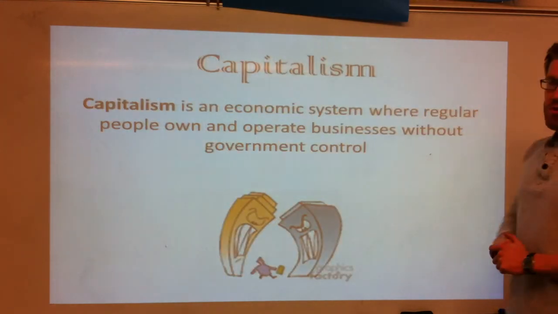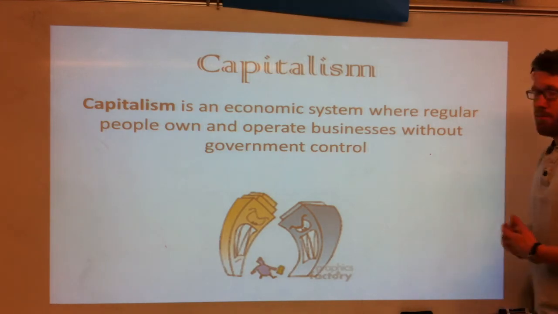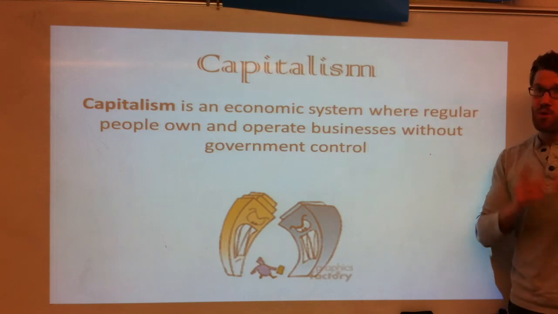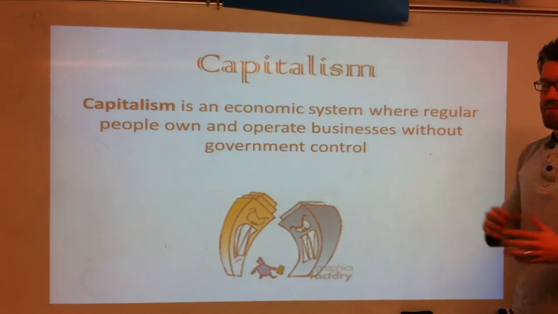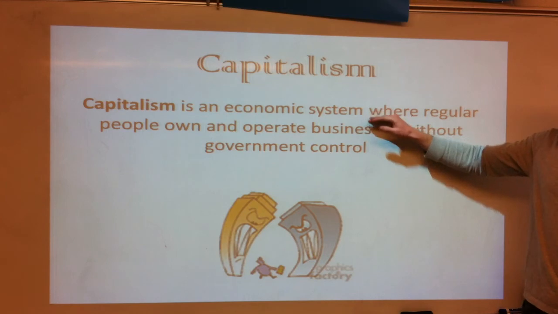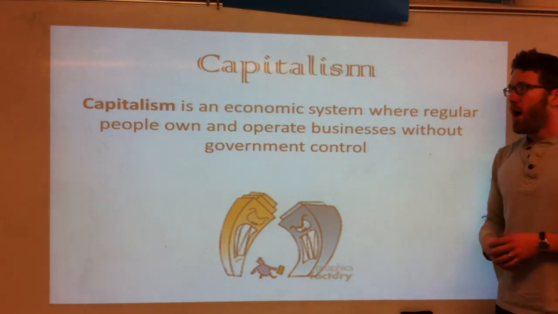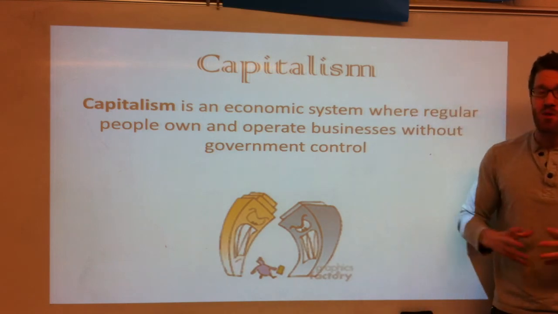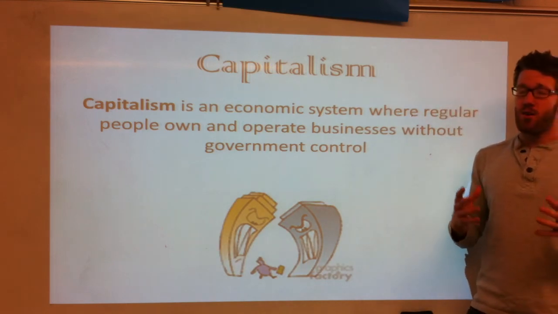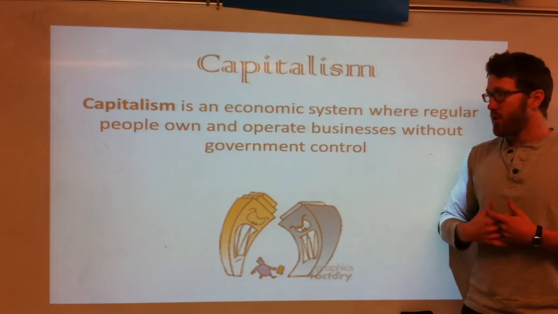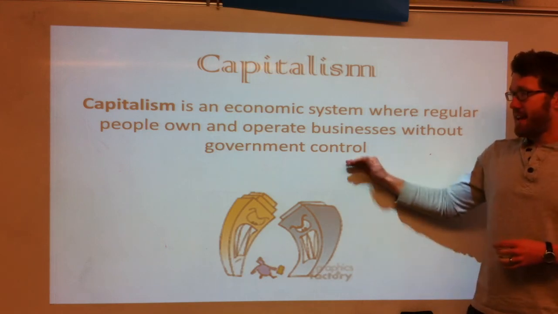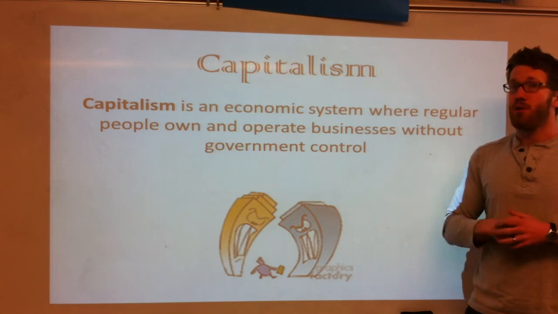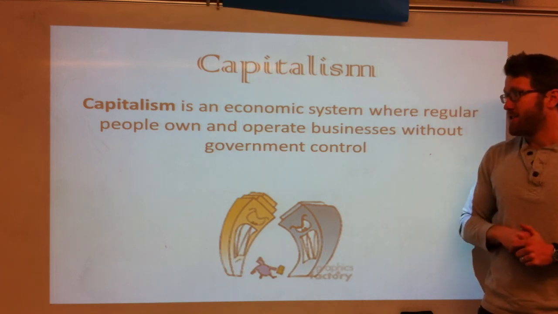Now, this led to capitalism. This joint stock company, the rise of the gentry class, led to an economic system called capitalism, which we're really going to get into in the next unit. But capitalism is an economic system where regular people own and operate businesses without the control of the government. The more these businesses grow, the less they're going to want to be controlled by the government. The more they're going to want to do their own things. And businesses like the British East India Company have almost as much power as some European countries. And we'll get into that in the next unit too.